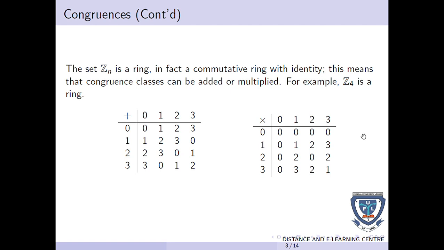For example, Z4, under addition and multiplication, you have this table here. You will observe that the elements of Z4 are 0, 1, 2, and 3, and all the elements in the table for addition and multiplication are members of Z4. So for that reason, Z4 is closed. It's commutative as well, and it has identity. So for that reason, we say that integers modulo 4 is a commutative ring with identity.